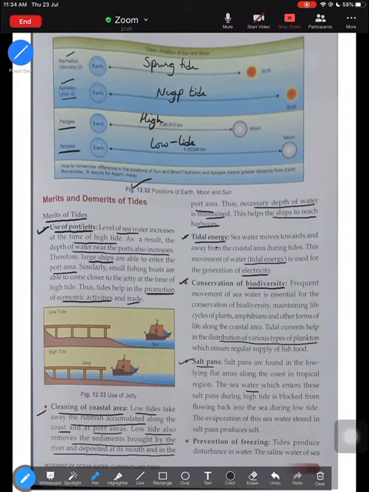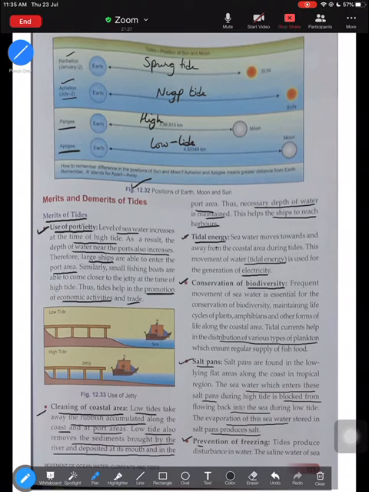Salt pans: the seawater when it enters salt pans is blocked from flowing back to the sea, and the evaporation of the stored water creates salt. So basically, salt pans are a very common phenomenon in areas close to the coast. They block the water during high tide and do not allow it to go back. And this water, which is stored, undergoes a process of evaporation and then produces salt ultimately.